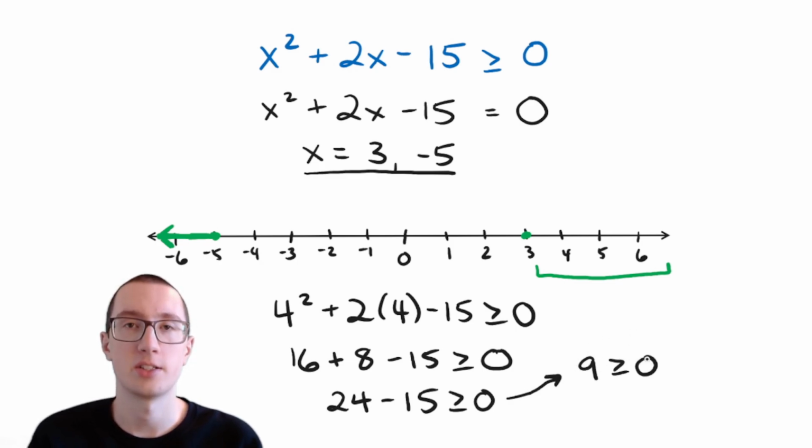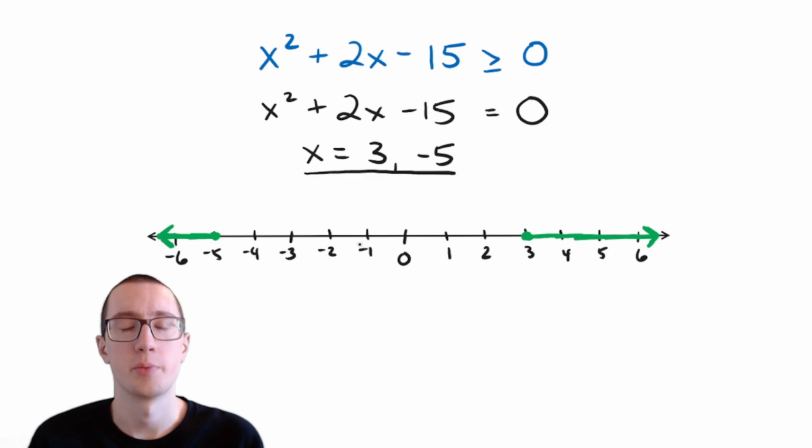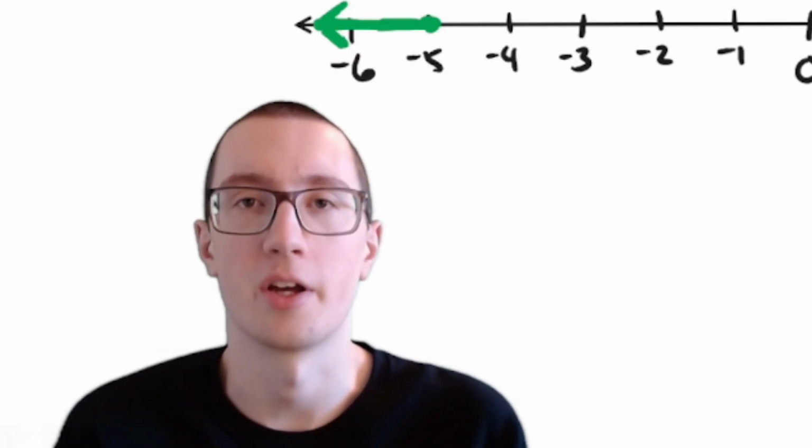Is 9 greater than or equal to 0? Yeah, it's greater than 0, right? 9 is bigger than 0. So this whole section is going to be shaded in. So we're going to go ahead and color in this whole section, and we're going to put a little arrow at the end to show that it goes infinitely. So there you go. We have our answer, but it's a number line.